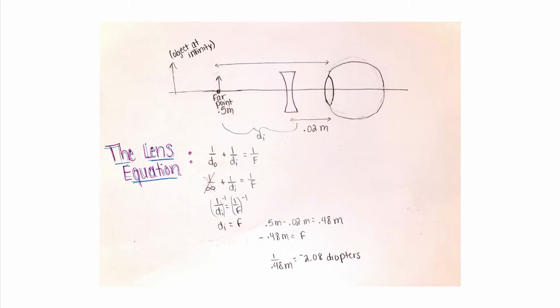Lastly, we'll take the inverse of this number to convert the units from meters to diopters, which are the units of measure used in optometry when writing a prescription for lenses. So 0.48 meters equals negative 2.08 diopters. This value is negative because f for a diverging lens is always negative.